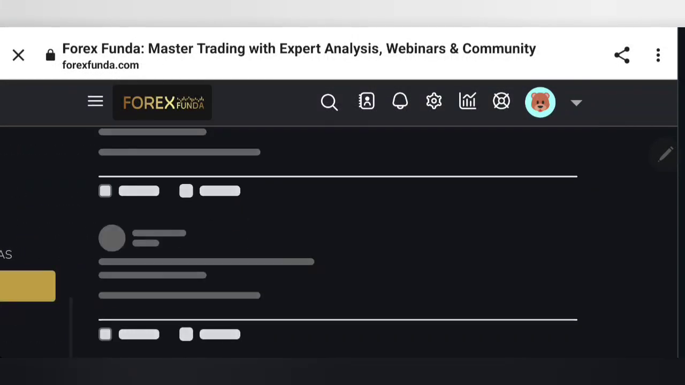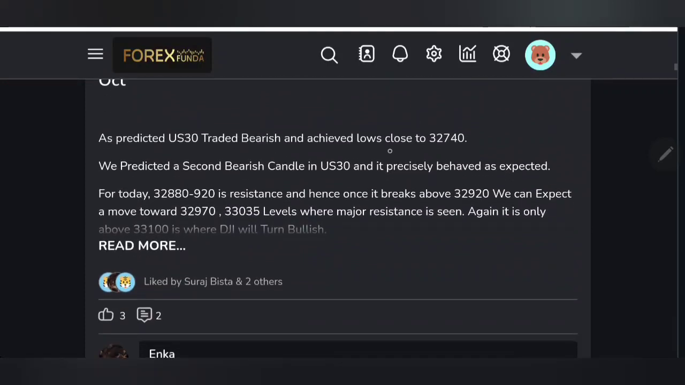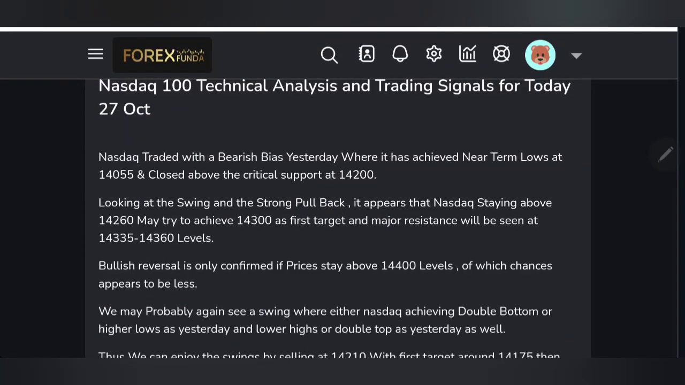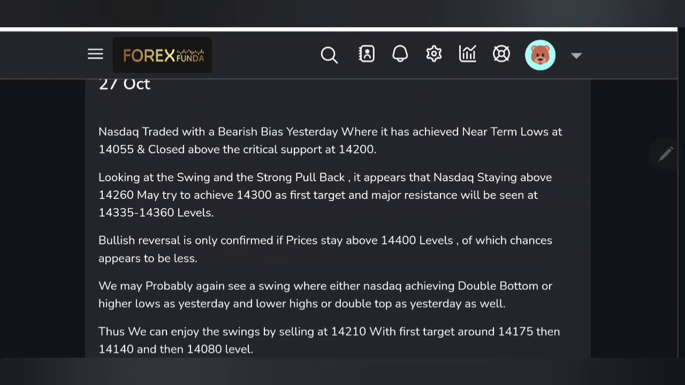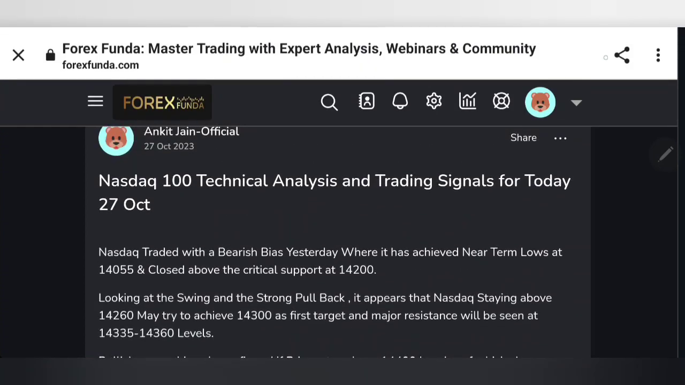Also, the most important part is the discussion forums, where not only the updates from me are available, you will also get the summary here. For example, Tech 100, see, I have mentioned here that 14,260, above which you can expect 14,335, 360, and this is going to remain a greater resistance. We may swing, and on the downside 14,140 is the resistance. See, precisely 14,140 is respected. It is not breached towards 14,080 though. So this is how Nasdaq 100 traded on 27th of October.